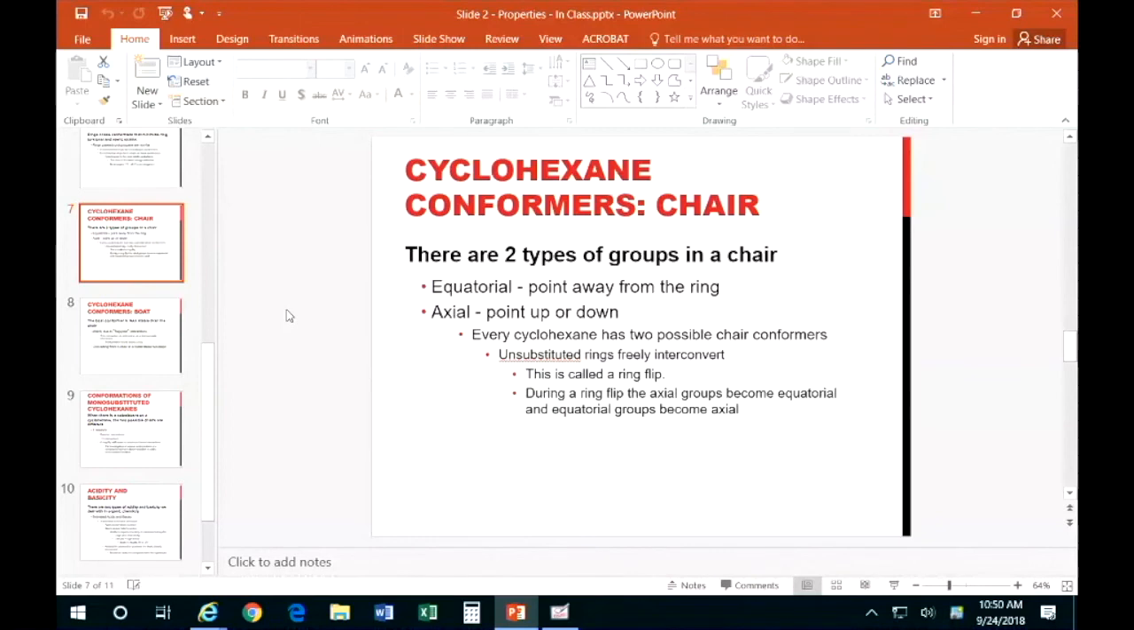Run into through unsubstituted and substituted cyclohexanes, and maybe do acid-base stuff at the end.